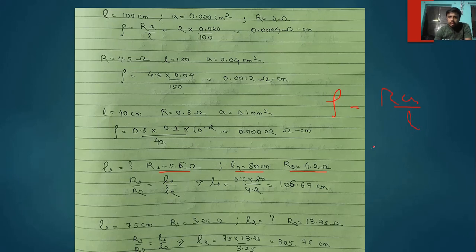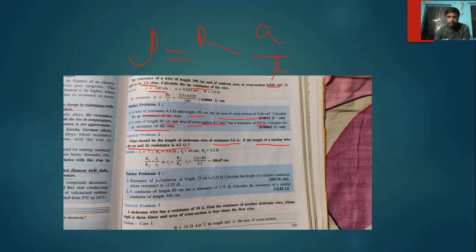So that would mean that R is proportional to L. That would be R1 by L1 is equal to R2 by L2, which gives R1 by R2 equal to L1 by L2. Now after using this, we will get that R1 by R2 is equal to L1 by L2. That would give L1 is equal to 5.6 into 80 by 4.2. By calculating, we will get the answer, 106.67 centimeter. Now moving on to the next problem.